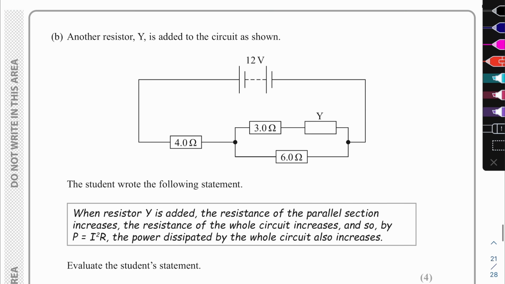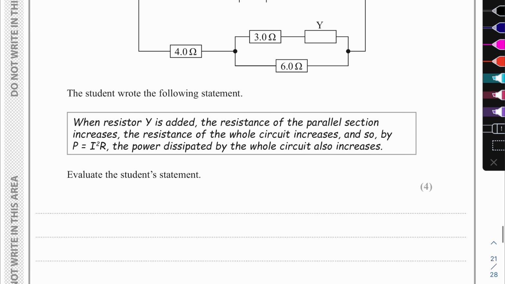Alright. Part B. Another resistor Y is added to the circuit as shown. So this is another resistor over here. The student wrote the following statement. When resistor Y is added, the resistance of the parallel section increases. The resistance of the whole circuit increases, and so by I squared R, the power dissipated by the whole circuit also increases. So the question says, evaluate the student's statement.